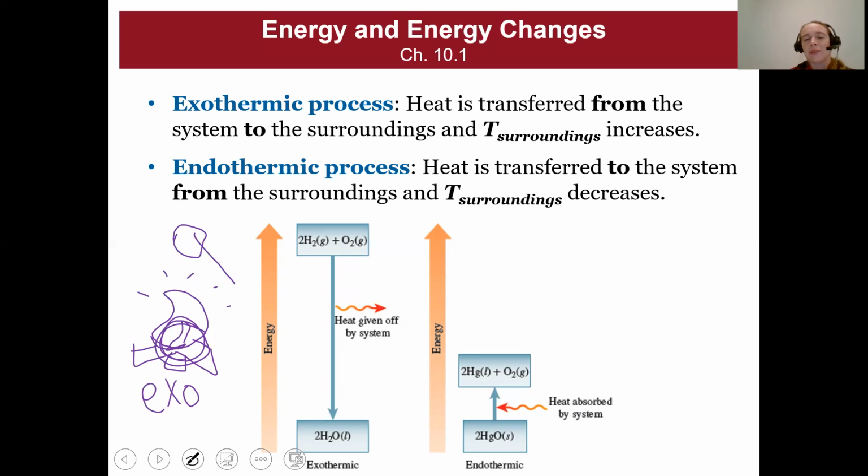The temperature of the surroundings increases. So when you sit closer to the fire, you feel warmer. In that case, you are the surroundings if your fire is the reaction. So the temperature of the surroundings increases when we have an exothermic process. An endothermic process is where heat is transferred to the system from the surroundings and the temperature of the surroundings decreases.